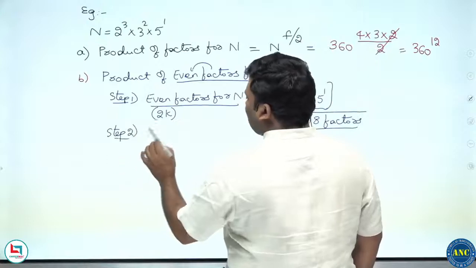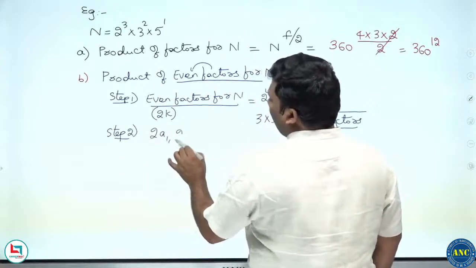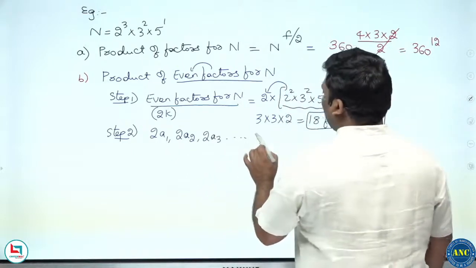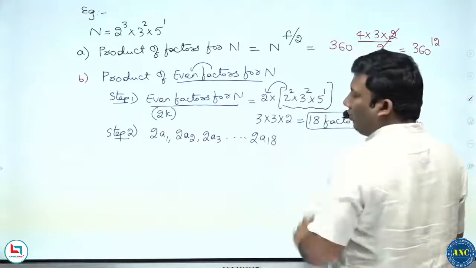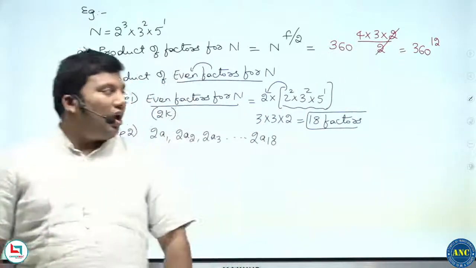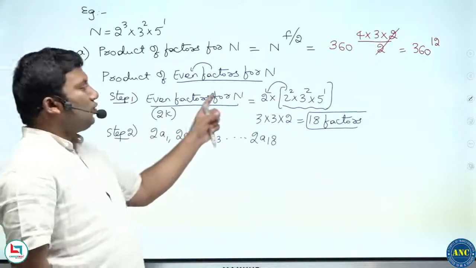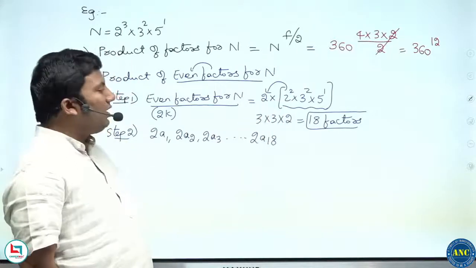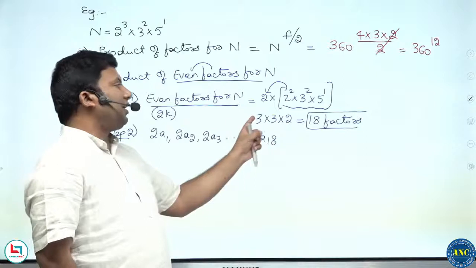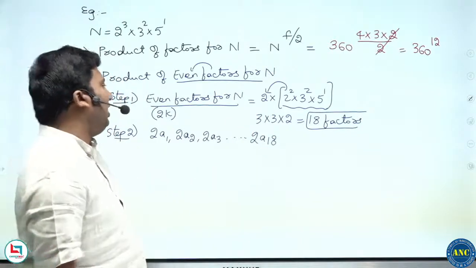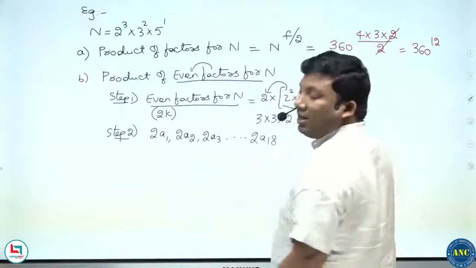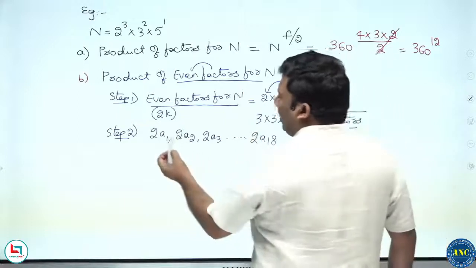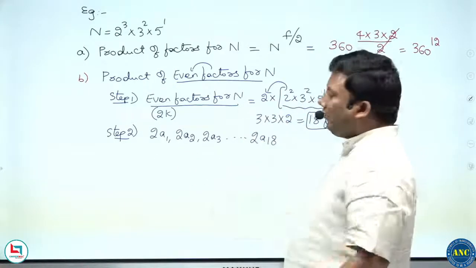What are those even factors? 18 even factors are there. Let me call them 2a1, 2a2, 2a3 and so on up to 2a18. Are you all with me? These are the numbers which are getting multiplied by 2, so they are all even factors. 3 into 3 into 2, 18 even factors. Any even number is of the form 2k. So 2a1, 2a2, up to 2a18 are even factors for n.